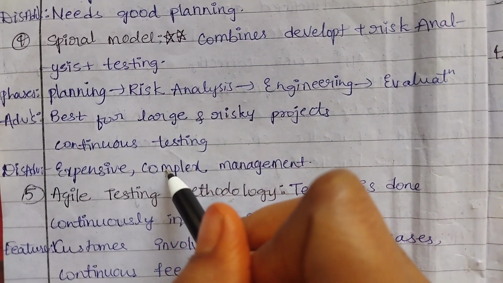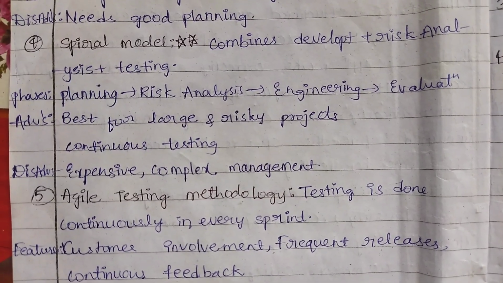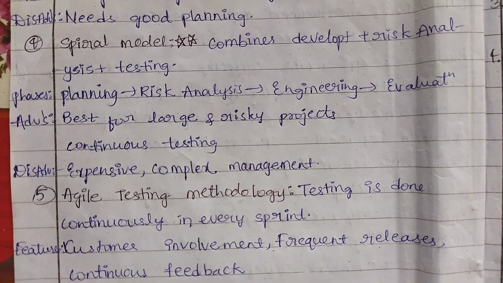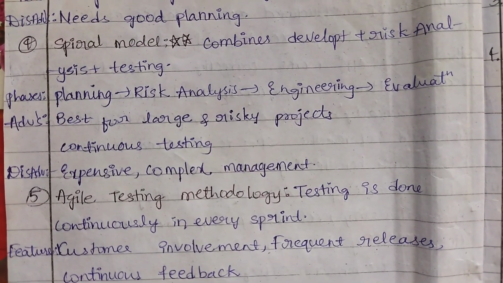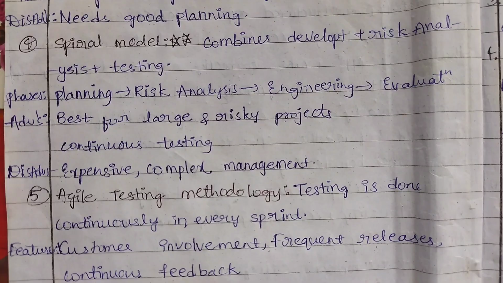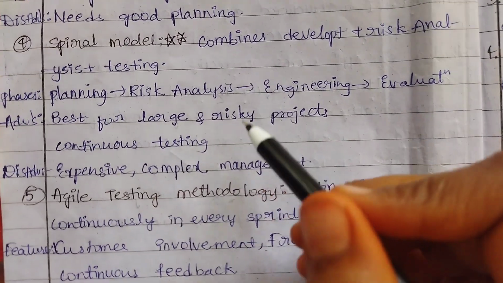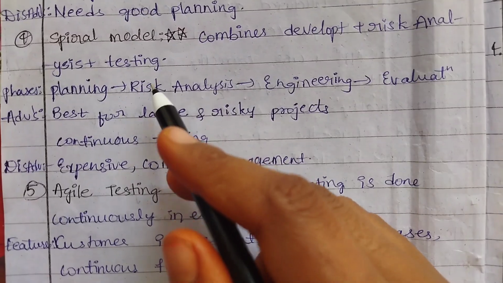We have some disadvantages of the spiral model. It is a costly model of testing because it is expensive. It is difficult to change the testing concepts, and it has complex management. These are the disadvantages of the spiral model.